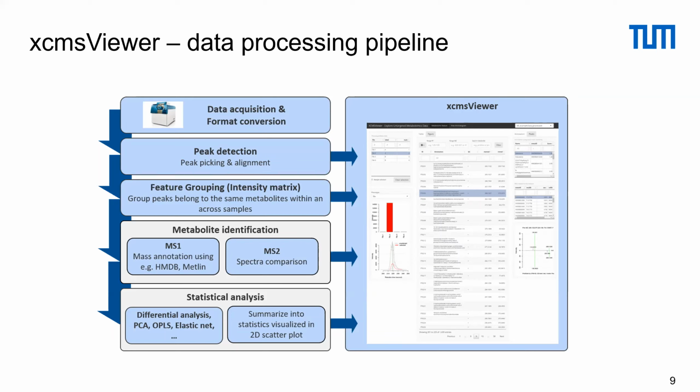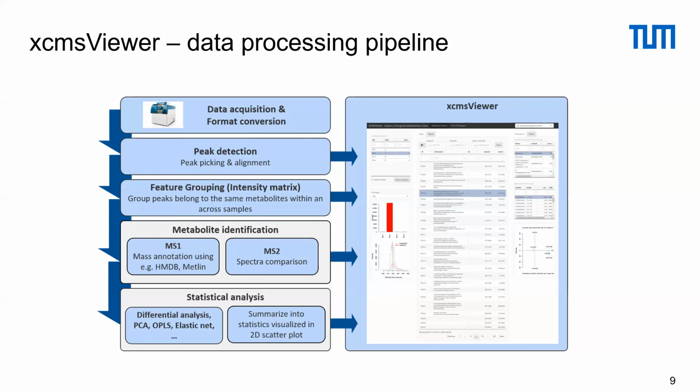At the end, what we have is an intensity matrix we talked about a few minutes ago. And when we have that, we will use the XCMS pipeline to annotate the features we identified based on the MS1, the mass information, and MS2, the fragmentation pattern information. And then we can do the statistical analysis on the intensity matrix.